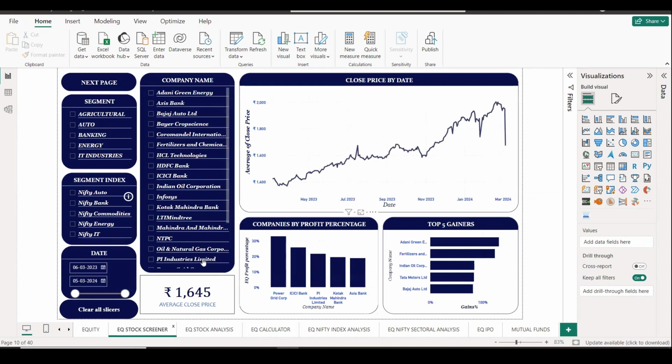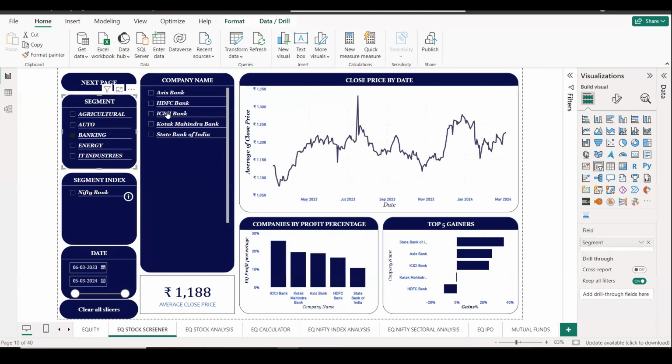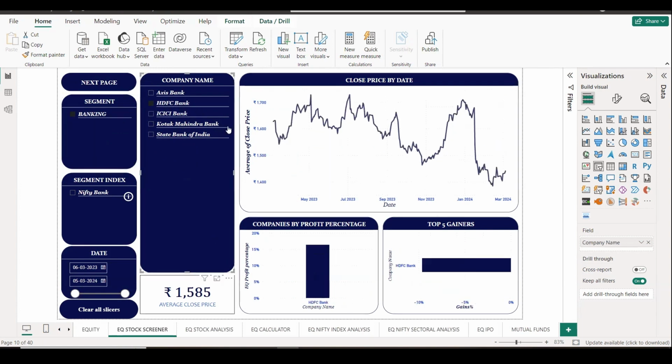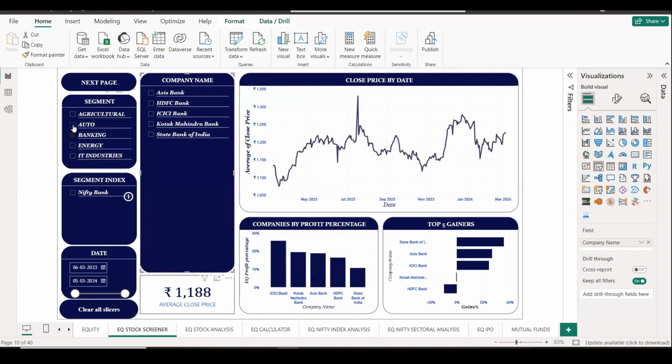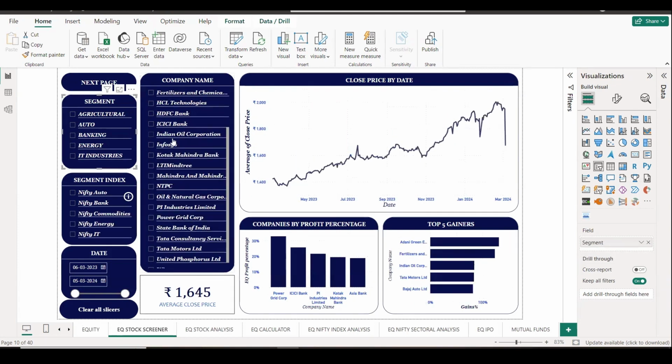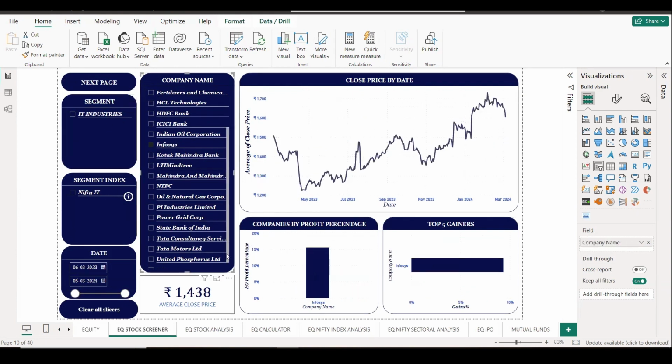Here, this is an equity stock screener. You can individually select a segment first. For example, I'm selecting banking. You can see all the banking companies here that are selected for analysis, and I can see the analysis of each stock, or I can directly choose the stock from the stock list. So let's just say I'm selecting Infosys. It's an IT company, so it's in the IT segment, and the period I've selected is from 6 March 23 to 5th March 24. That's almost a year. Here I can see the average close price. Average close price means the price at which you can buy this share in the national stock exchange or market. This is the price that's available for buying one share of Infosys.